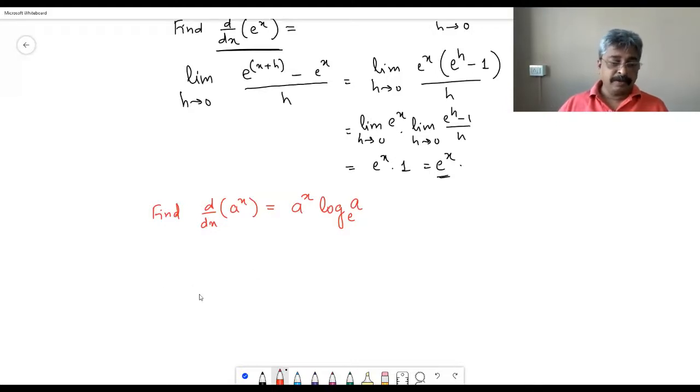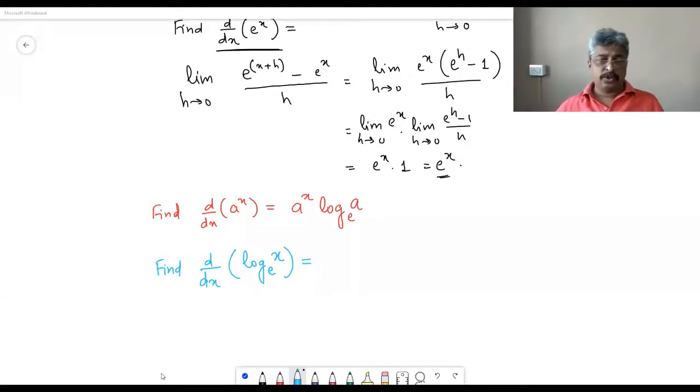Next, find d/dx of log x to the base e. Find the derivative of the function log x.